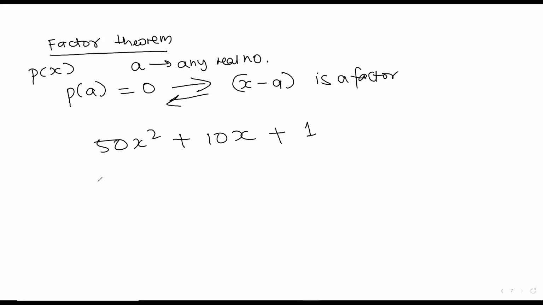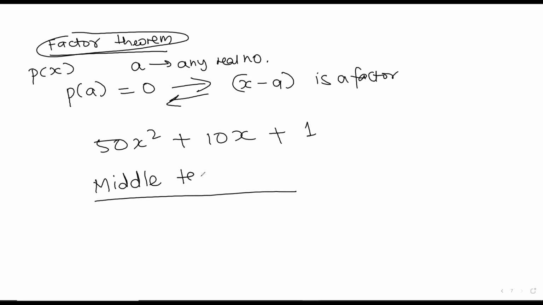In this case, we use a method that is called middle term splitting. You can also use the factor theorem to factorize a polynomial, but that is a little bit lengthy. We will see that later on. But right now, the simple method is known as middle term splitting. Has anyone heard of this method before? Middle term splitting?